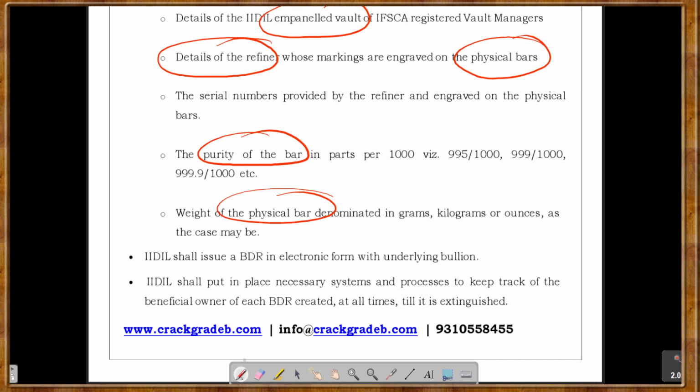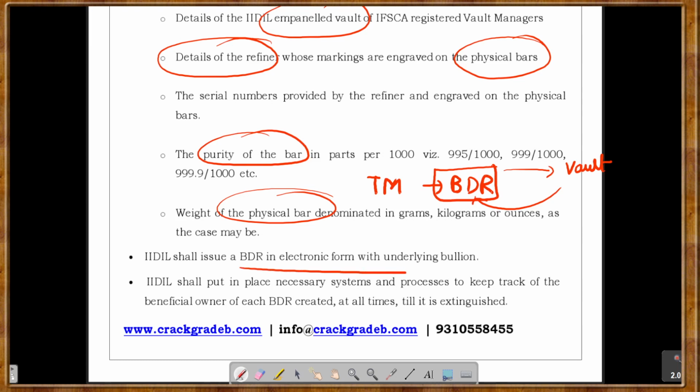See, you are a trading member. Great. You will trade in the BDRs. Now, from where will you get these BDRs? You have to provide the bullion to the vault, right? And then once these bullions have been received by the vault, the depository will issue you BDRs. Once you get these BDRs, only after this will you start trading, right?